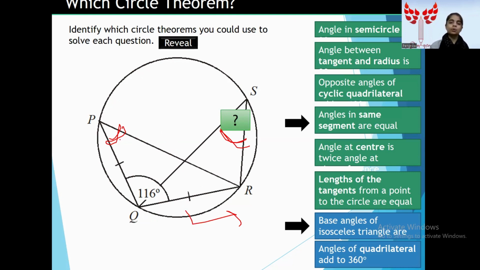How would you know? 180 minus 116, divided by 2. So 180 minus 116 would be 64, and 64 divided by 2 would be 32. So this would be 32. And if this is 32, this is also 32, because angles in the same segment are equal.